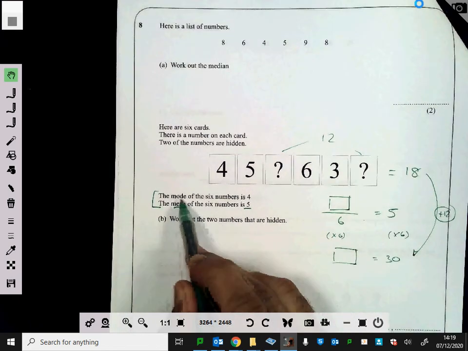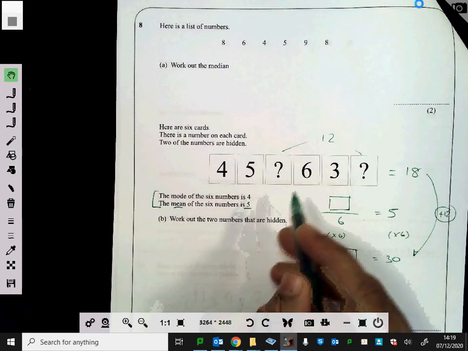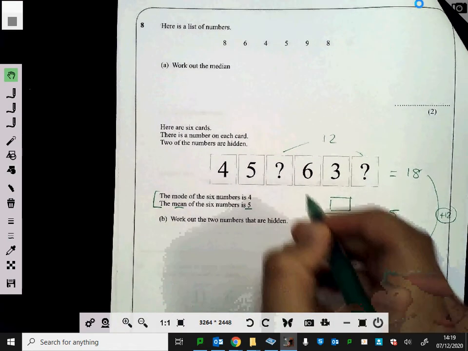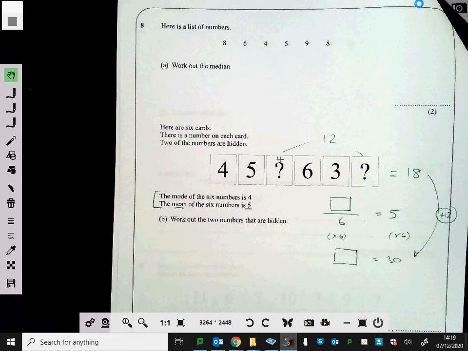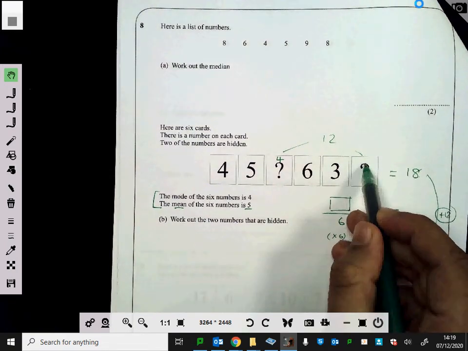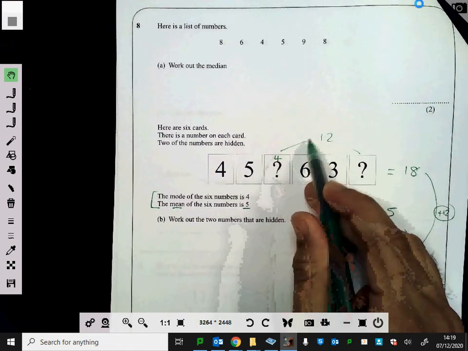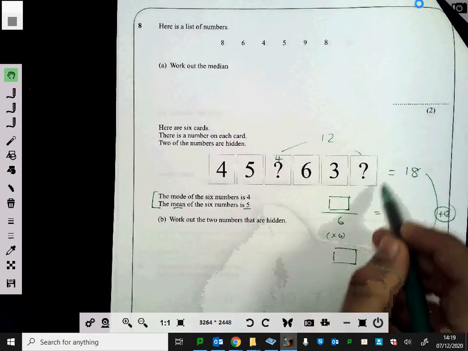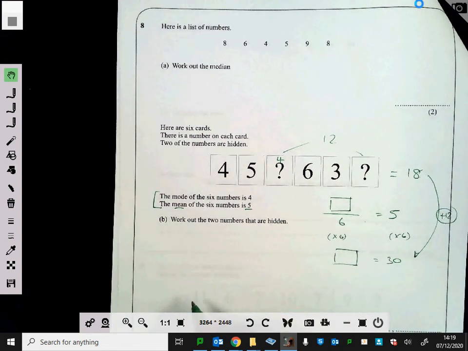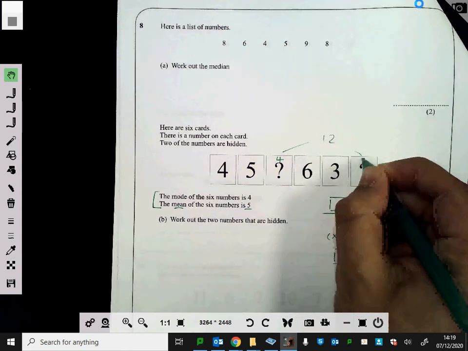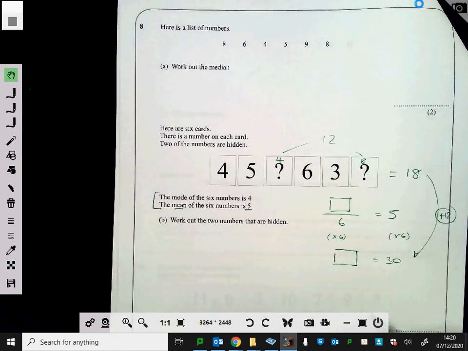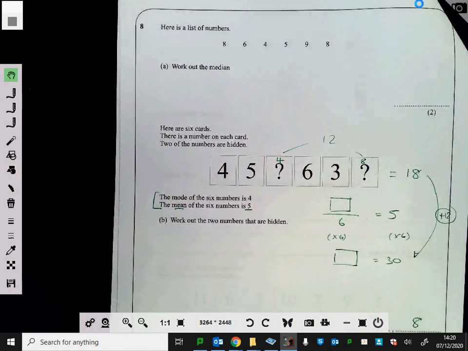And the fact that the mode is 4 means one of them has to be a 4. So let's just put a 4 in here. Now, if that was a 4, what does this have to be to make the total of these two 12, which would therefore make the entire total 30? Well, it has to be an 8. So the two numbers are therefore 4 and 8. Okay? Thank you very much.